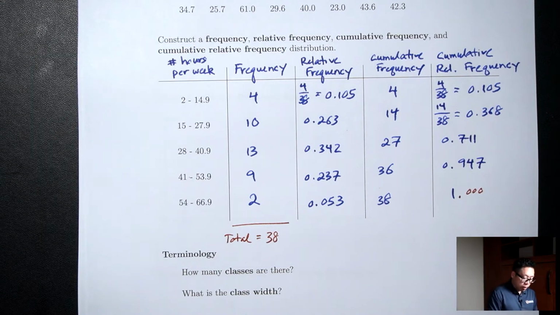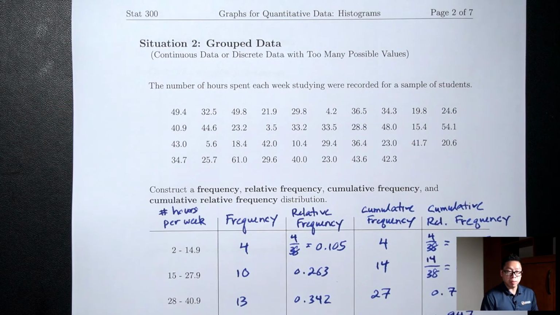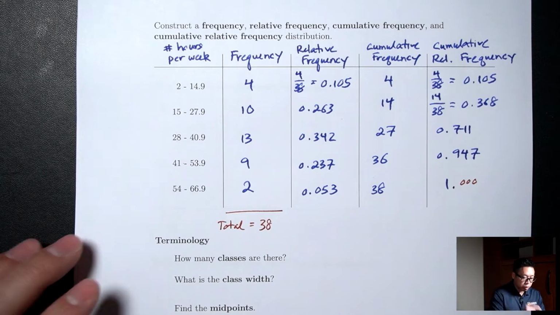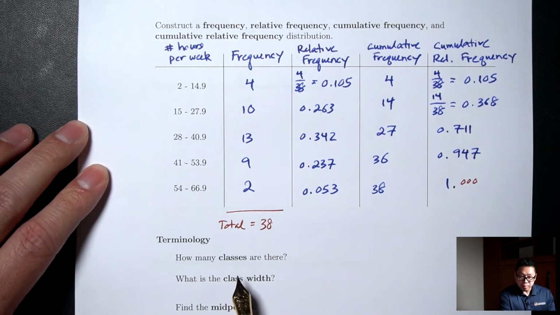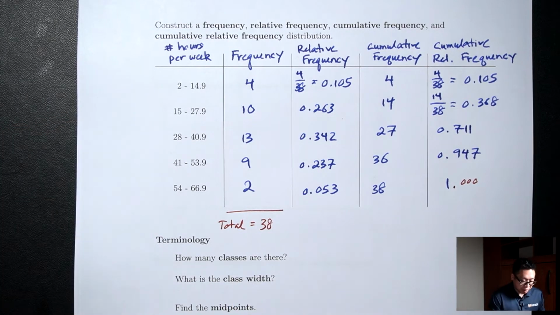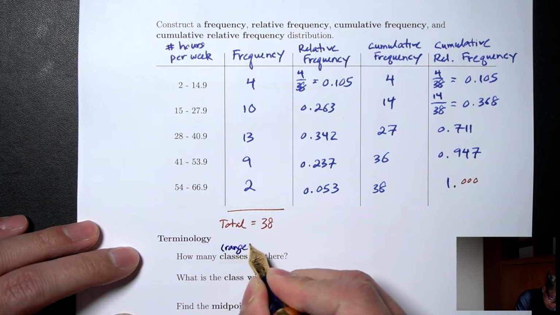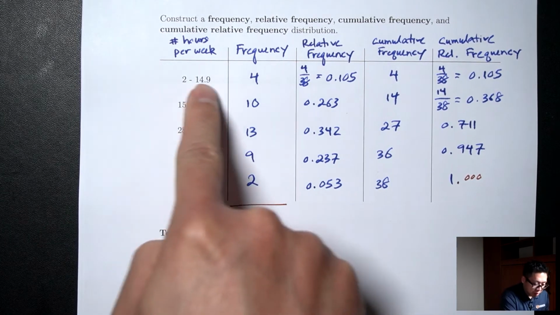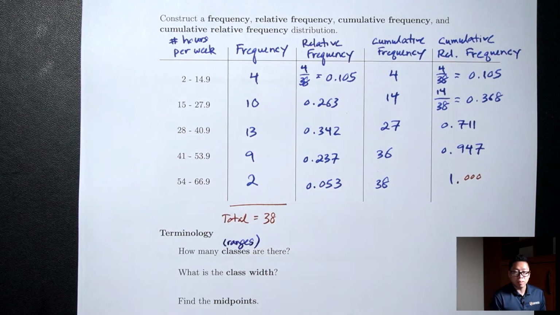Now, there's some vocabulary that I need to introduce for the situation 2, where we're talking about grouped data. And grouped data, remember, is we're just breaking up the data into ranges here. How many classes are there? Okay, so classes are just ranges. So this is just asking how many ranges are there. That's 1 range, 2, 3, 4, 5. There's 5 ranges.